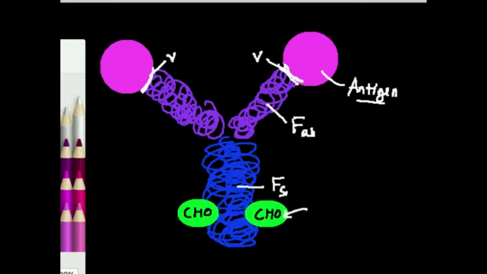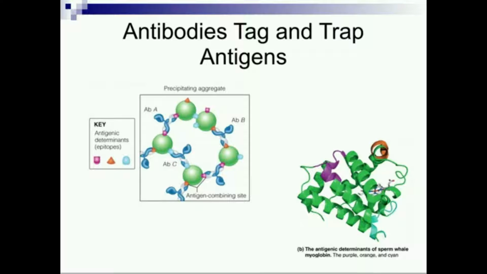Okay? So this is the general structure that you need to know. This is the Fc region, these are the Fab regions, these are the variable regions up here, and this is where the antigen binds. Okay? Now we're going to do something a little bit different and go to a PowerPoint presentation.